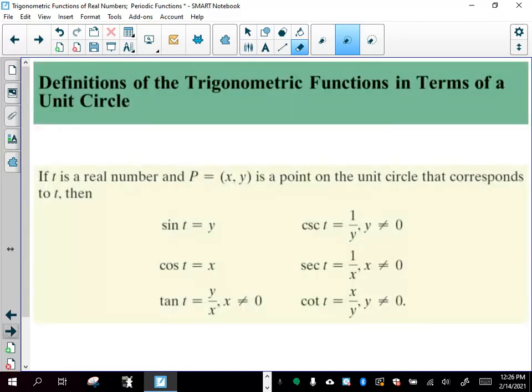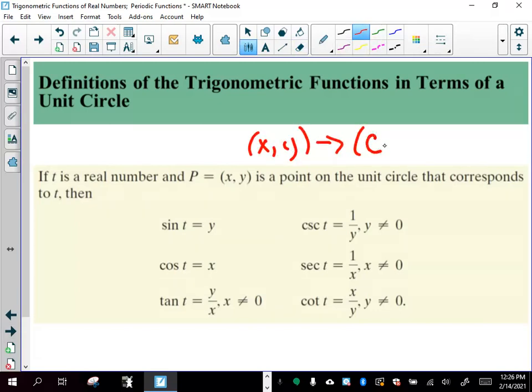So let's talk about definitions of the trig function. I told you way back when we started talking about this that your x value is cosine and your y value is sine. So remember, xy in this case is going to be cosine, sine.